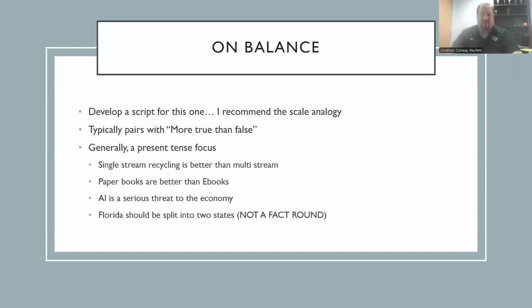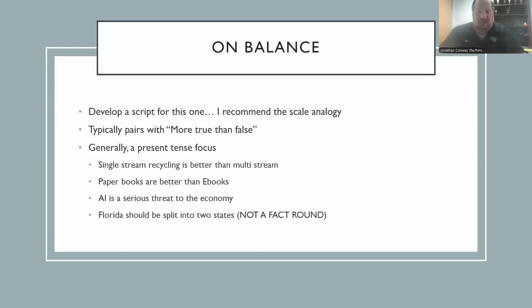AI is a serious threat to the economy. Serious threat, that's your threshold. Has that criteria been met? You might find that then this is evaluated through an economic lens because we're not really worried about education because it's a serious threat to the economy. So you can see that scoping, right? But again, more true than false.